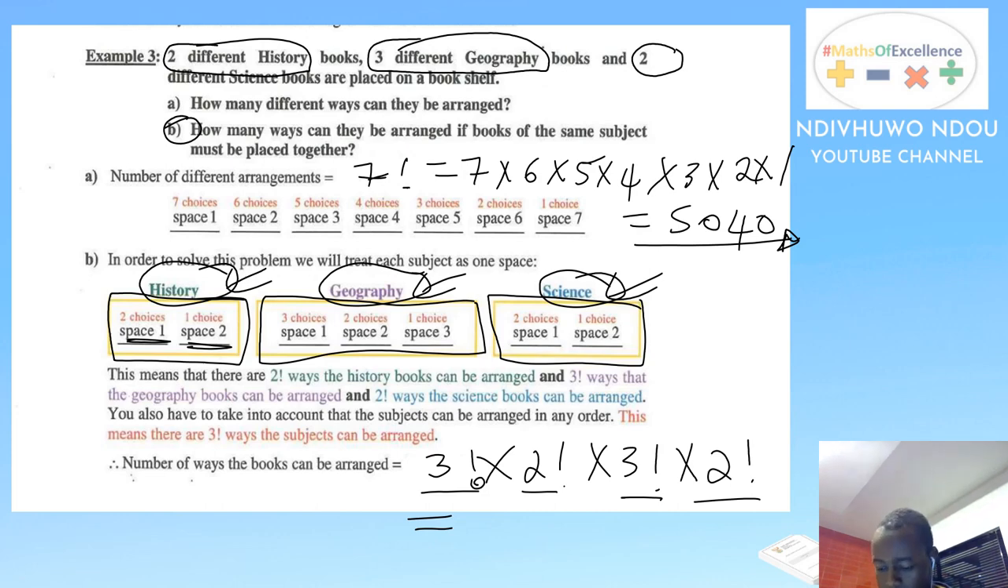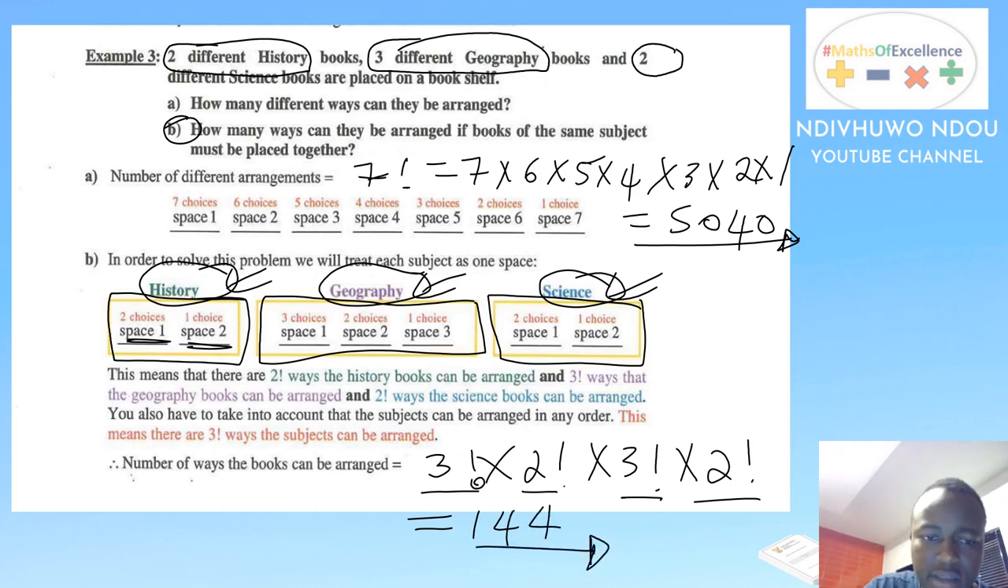So it's just going to be 3 factorial, then multiply by 2 factorial, multiply by 3 factorial, multiply by 2 factorial, then the total answer will be 144 different arrangements that can be made.